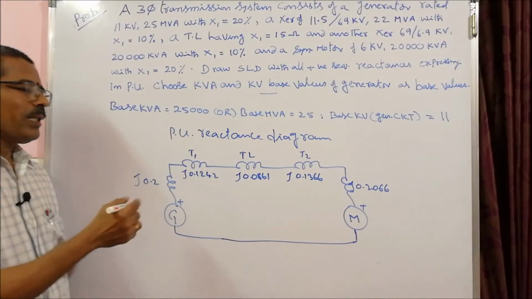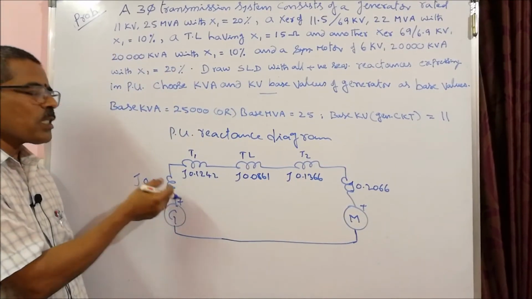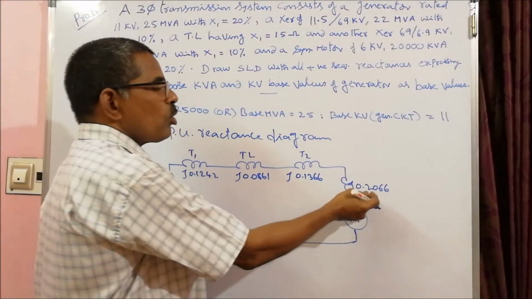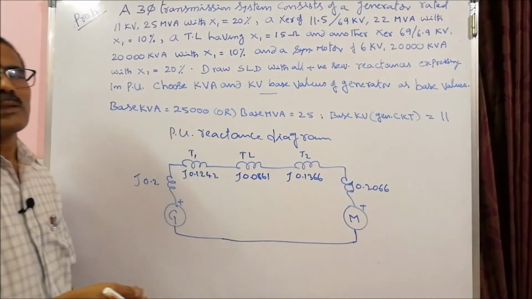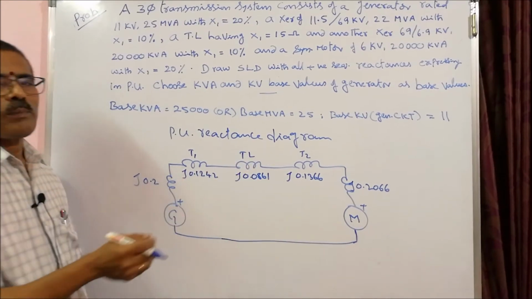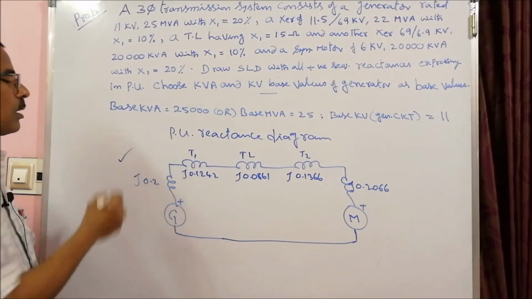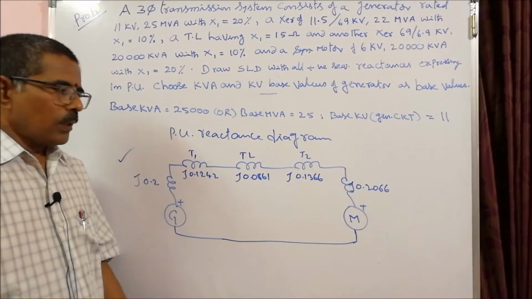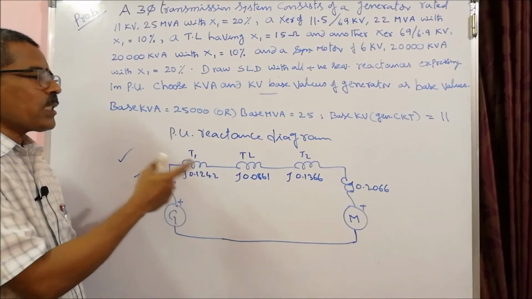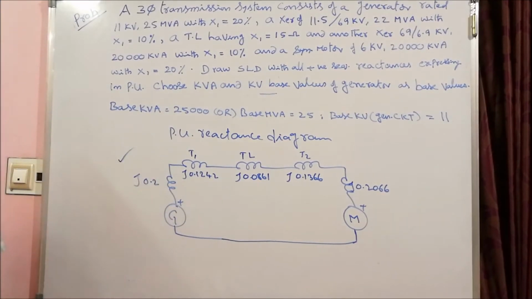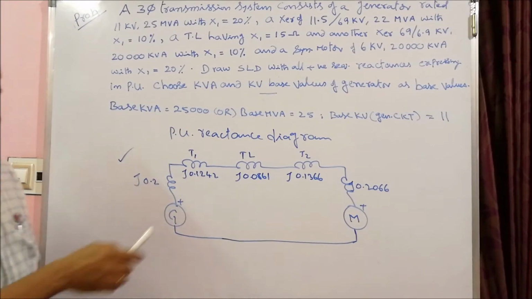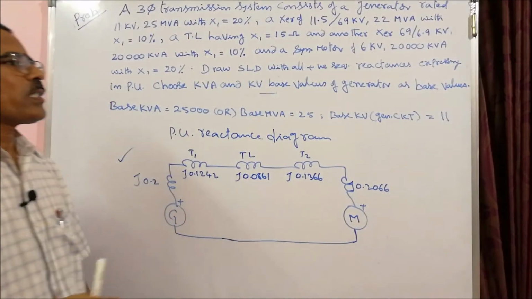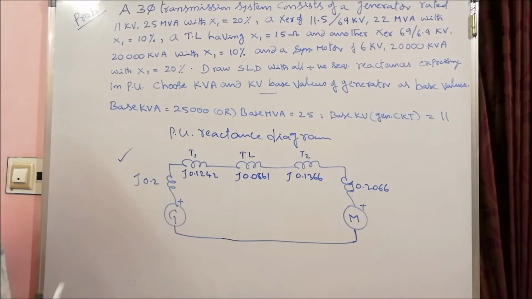When we say these are all reactances, they are 0 plus J0.2, and this one is 0 plus J0.2066. Likewise everything. This is the final reactance diagram which is being asked: draw the single line diagram with all positive sequence reactances expressed in per unit.